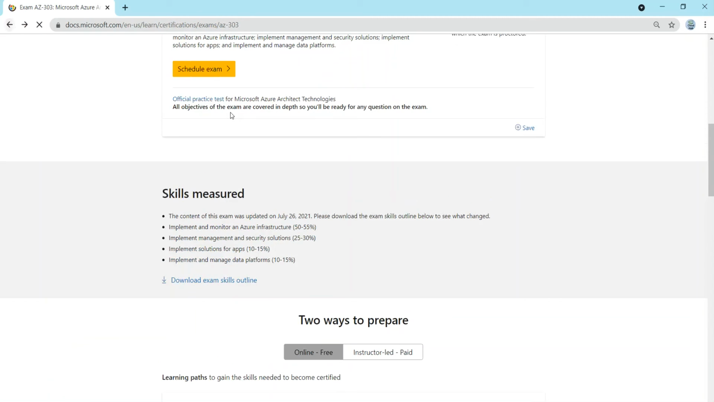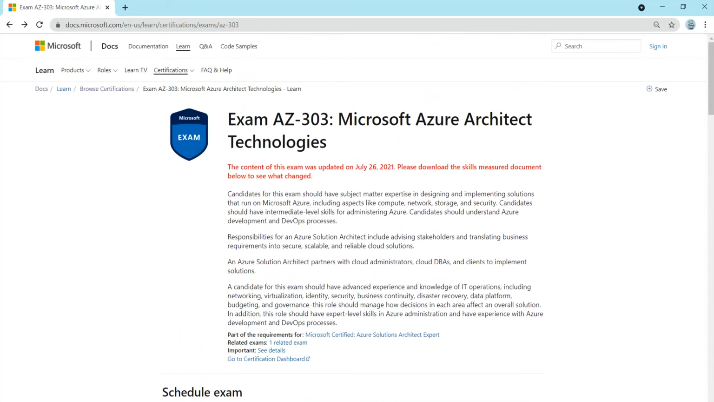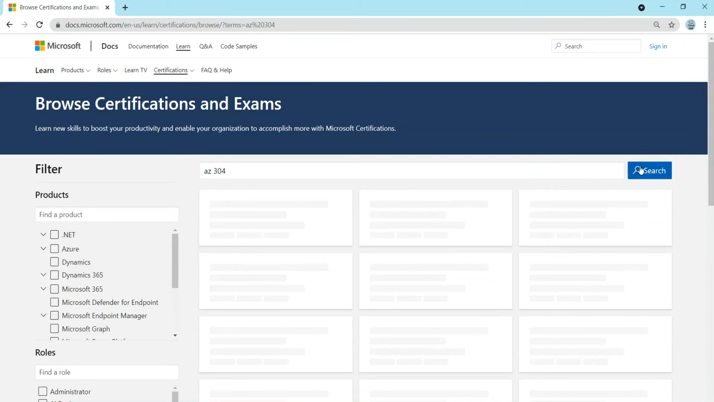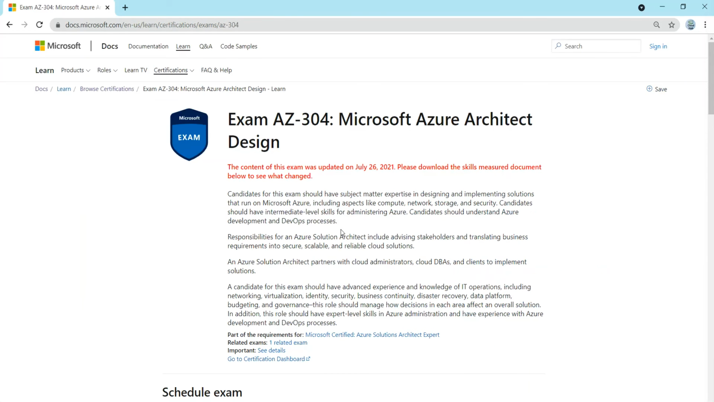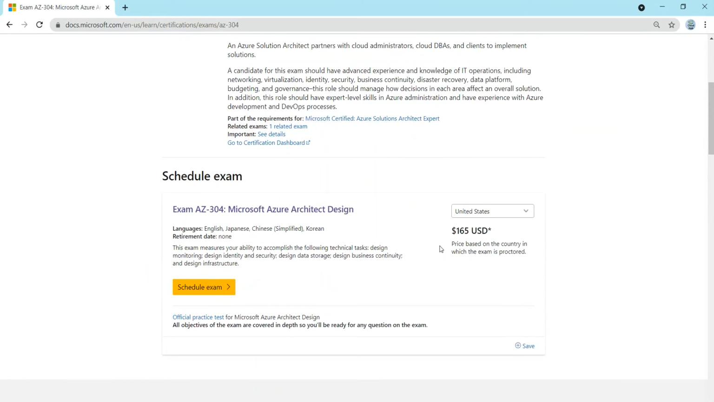Let me go back. For browse certifications, let me search for AZ304 and go to the documentation. It says the candidate should have an understanding of the Azure development and DevOps process. You can schedule the exam and the costs are similar.